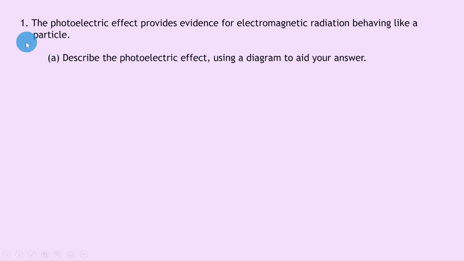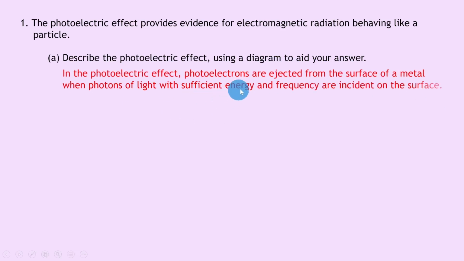So let's get started. Question 1 says the photoelectric effect provides evidence for electromagnetic radiation behaving like a particle. Part A says describe the photoelectric effect using a diagram to aid your answer. Well, we can say that in the photoelectric effect, photoelectrons are ejected from the surface of a metal when photons of light with sufficient energy and frequency are incident on the surface.